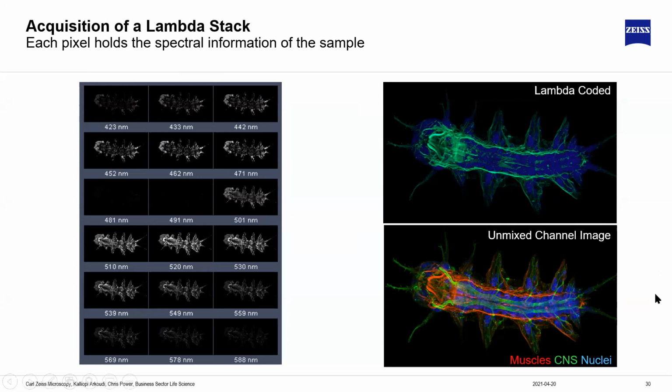Here you can see we can separate the muscles, labeled in red, the central nervous system of the worm labeled in green, and the nuclei, I believe labeled with DAPI, so labeled in blue.